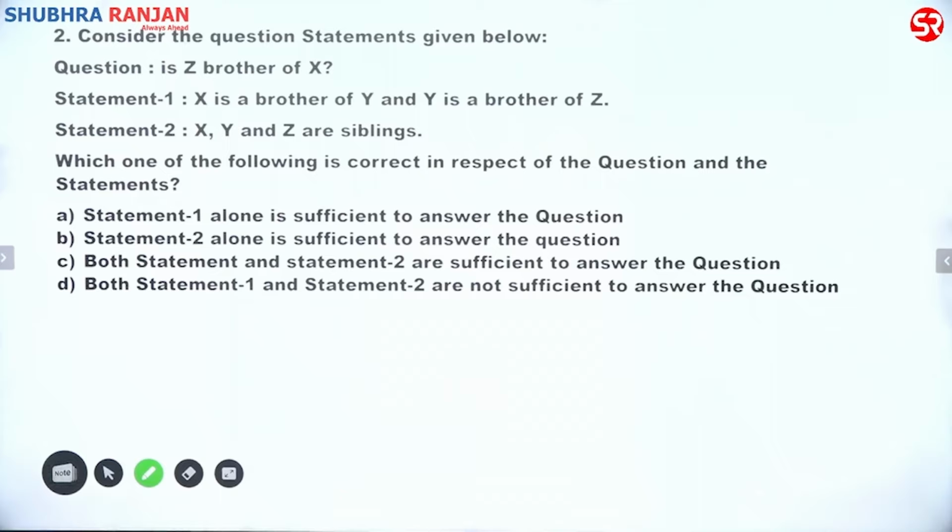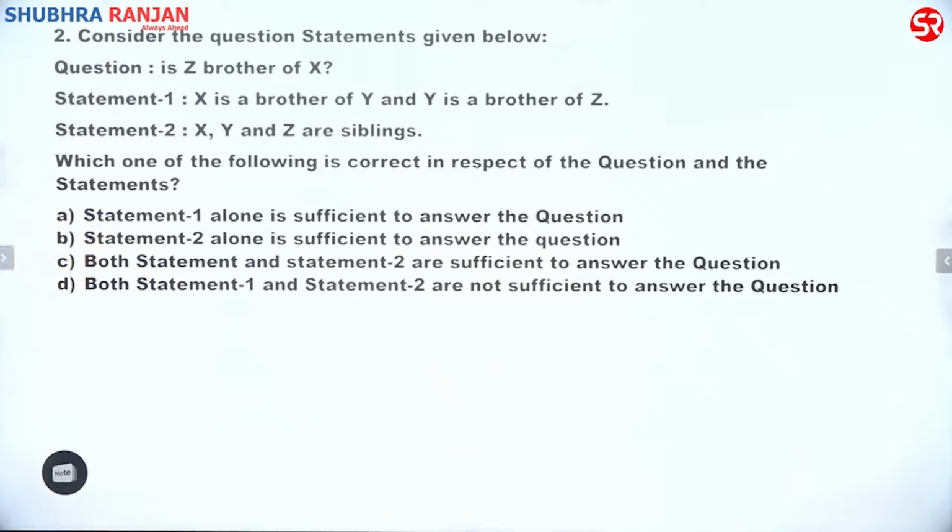Is Z a brother of X? X is brother of Y, and Y is brother of Z. But Z can be female as well. Right. This is beautiful. Pehla cheez to Z, X is a brother of Y, and Y is a brother of Z. Doesn't mean that Z is a brother of X, because now Z can also be female. It's possible, but we cannot say anything because the second statement is not mentioned.